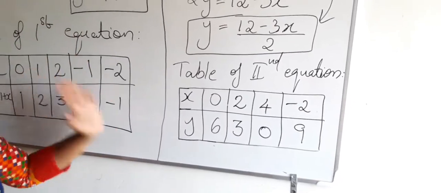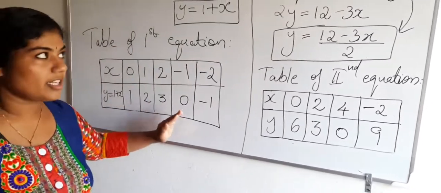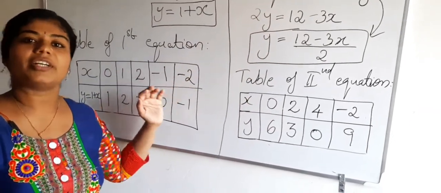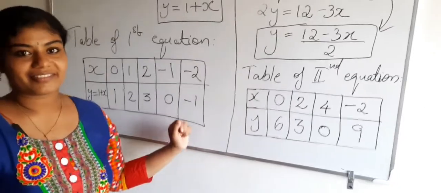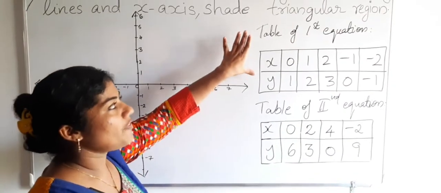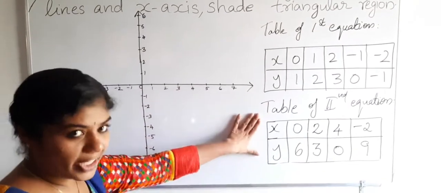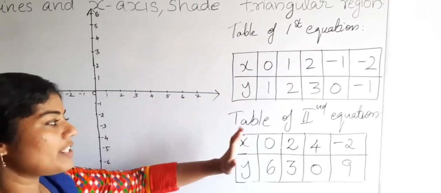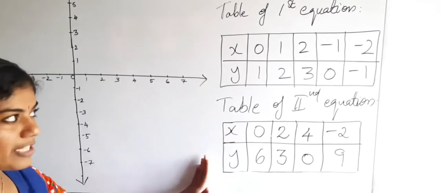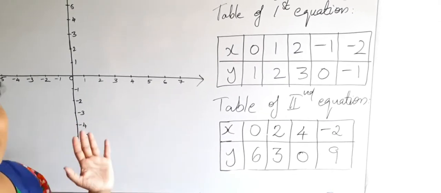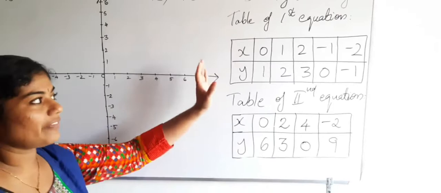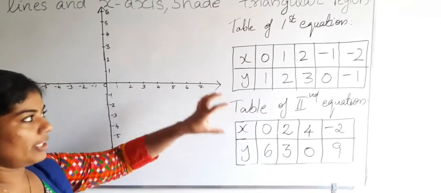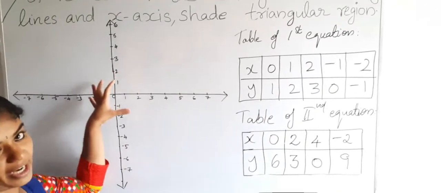So hope you all have understood the first equation and its table, the second equation and its table. Now we are going to draw the graph based on this. So this is our first equation. This is the second equation. Here we got x values and y values. For the second equation also we got x values and y values. So hope you all have understood how we derive these points. Now the next step is we are plotting these points in a graph.